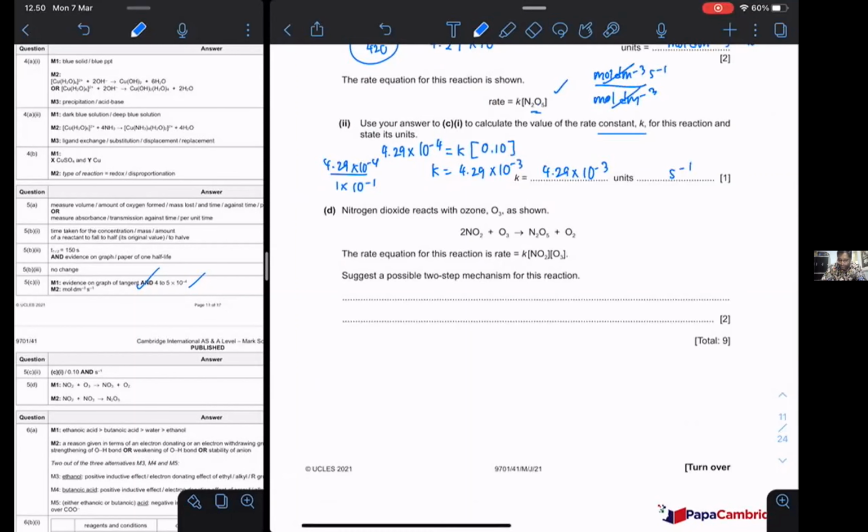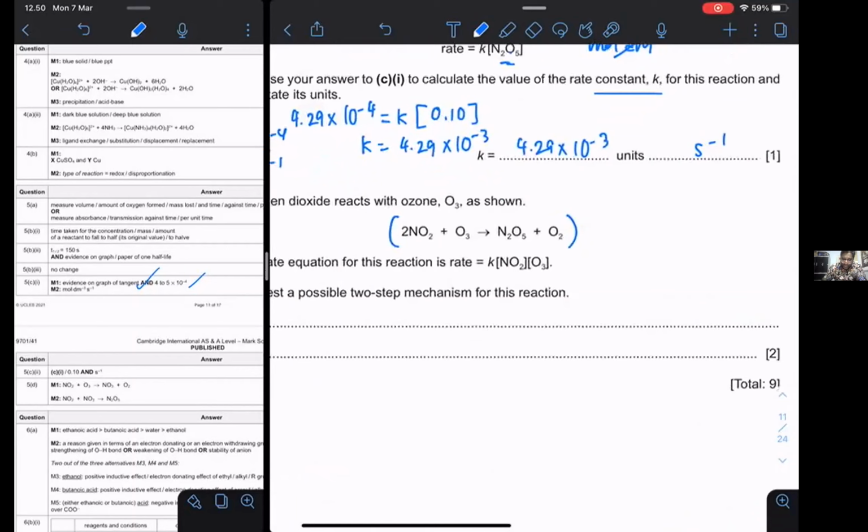Now, nitrogen dioxide reacts with O3 as shown. They give you this equation, and then the rate equation, they say that it follows K, NO2 and O3. It means that NO2 and O3 will follow the first order reaction.